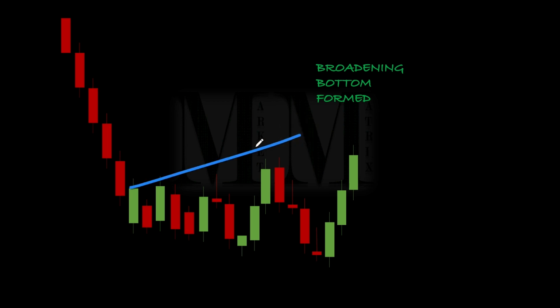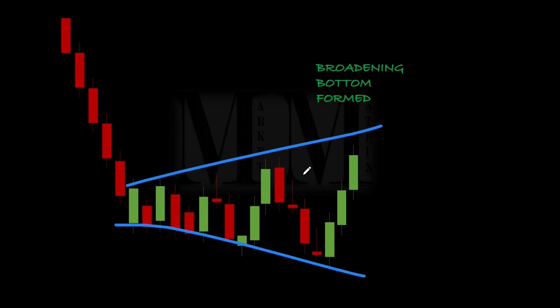So if we slap a trend line over here, we see that it's forming higher highs. There's a high right there. There's a higher high. There's a higher high. It's forming higher highs. And at the same time, what's going on down here? There's a low. There's a lower low. There's a lower low. So it's forming higher highs and lower lows.